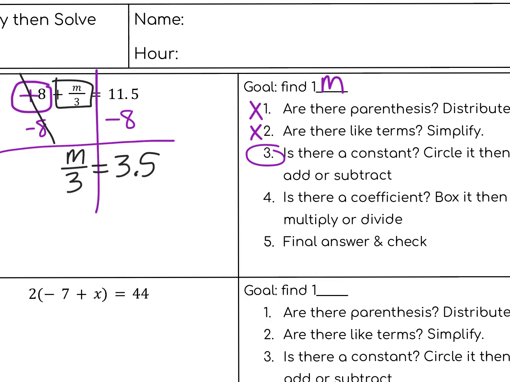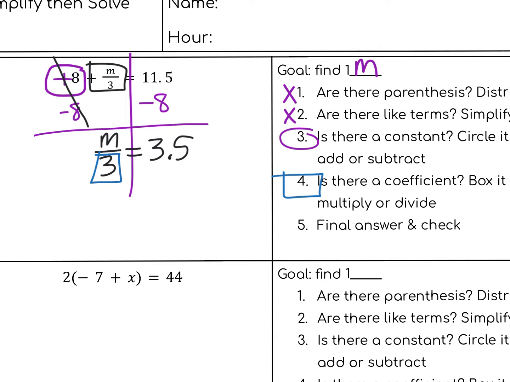My next question is, is there a coefficient? Box it, then multiply or divide. There's still something attached to my variable, so I'm going to box it. The opposite of dividing by 3 is multiplying by 3, so I'm going to multiply by 3 on both sides. Multiplying by 3 and dividing by 3 are opposites. They cancel each other out. You're left with 1m.